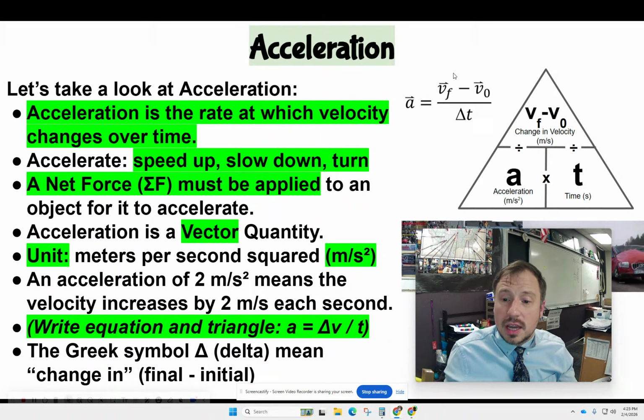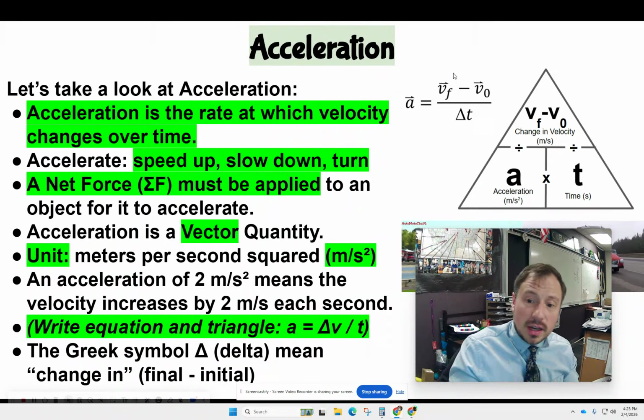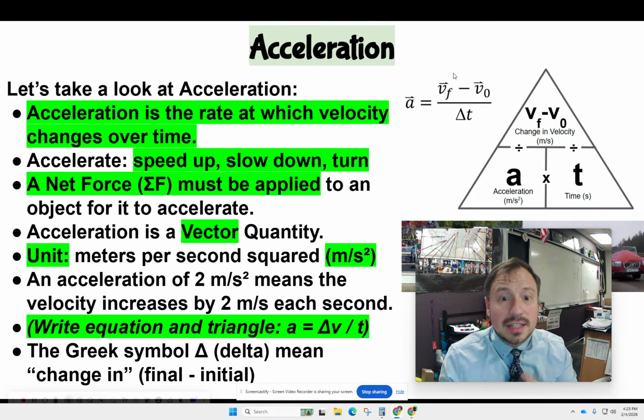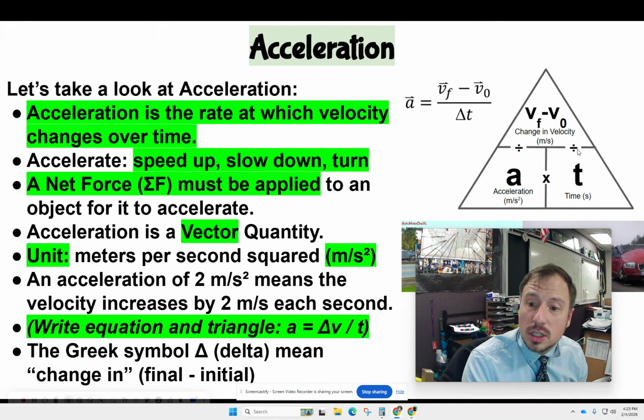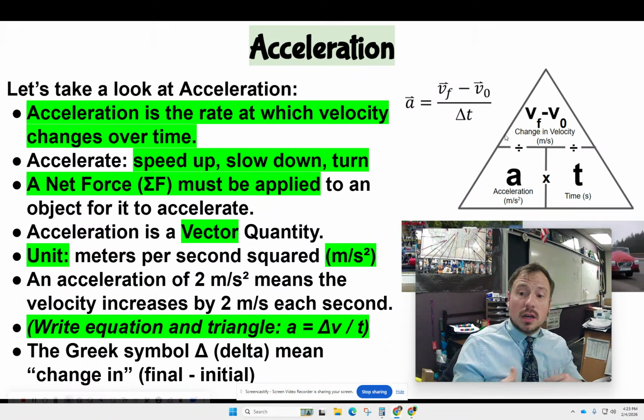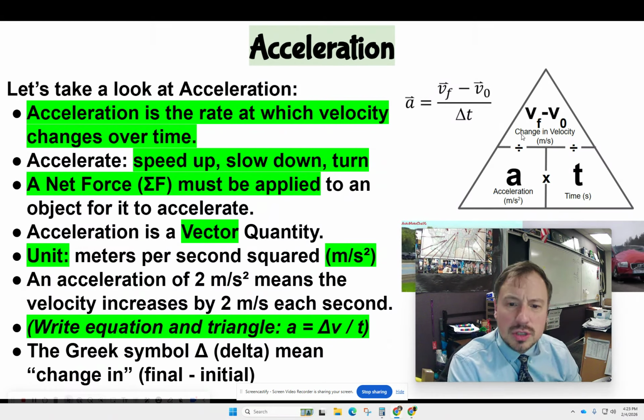The math is the same, right? It's just addition, subtraction, multiplication, division. It's final velocity minus the initial velocity, that's your change in velocity, over the time interval. Now, I've also made this little equation triangle to help you isolate some of the variables in this equation, and we'll use this later.